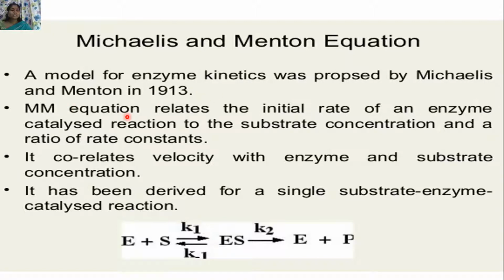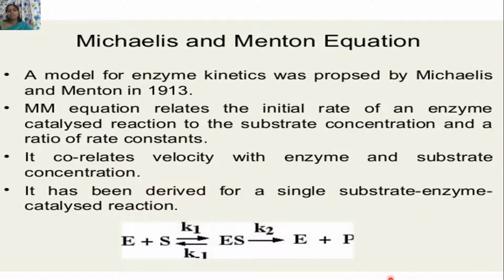The Michaelis-Menten equation gives the relationship, or relates, the initial rate of the enzyme-catalyzed reaction to the substrate concentration and a ratio of the rate constants. That you have to remember. Here it correlates velocity with enzyme and substrate concentration. It has been derived from a single substrate enzyme-catalyzed reaction.